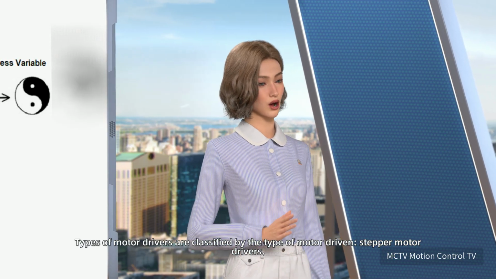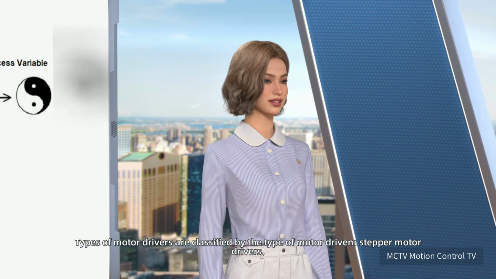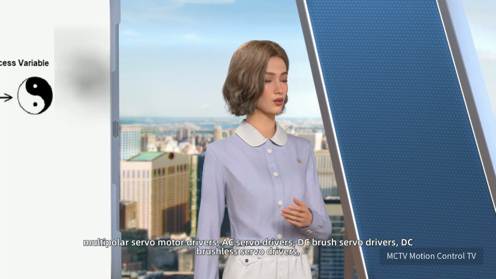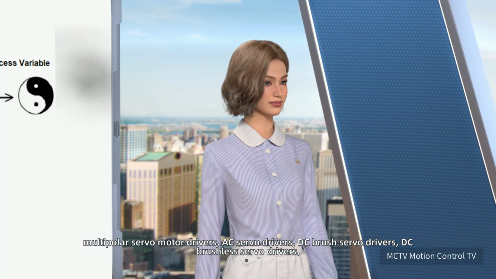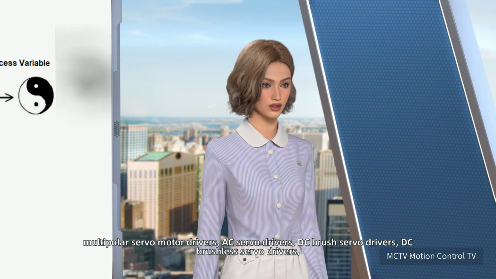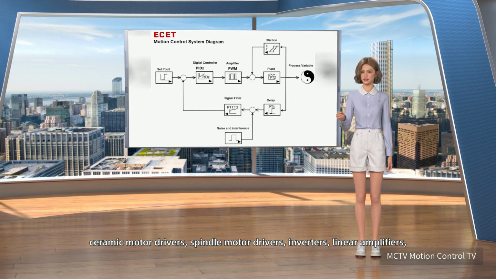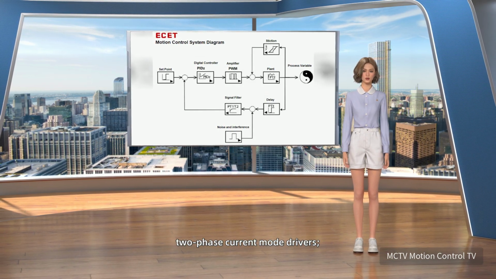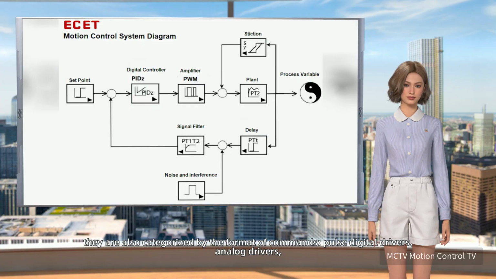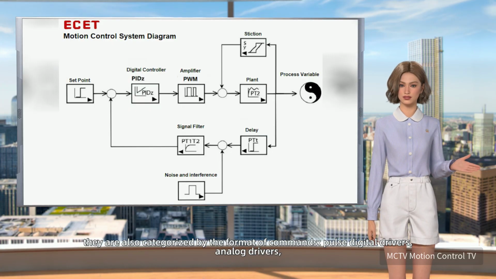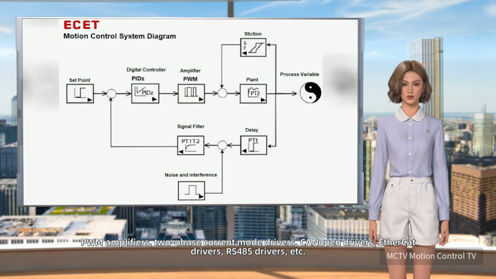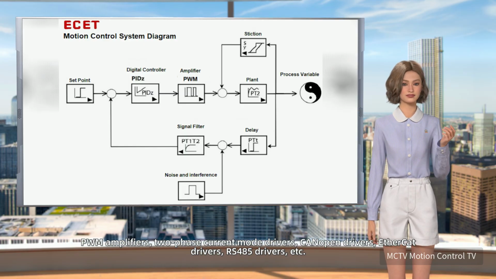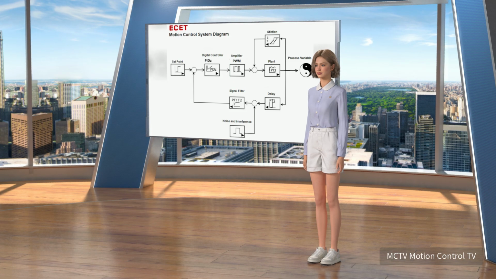Types of motor drivers are classified by the type of motor driven: stepper motor drivers, multipolar servo motor drivers, AC servo drivers, DC brush servo drivers, DC brushless servo drivers, ceramic motor drivers, spindle motor drivers, inverters, linear amplifiers, two-phase current mode drivers. They are also categorized by the format of commands: pulse digital drivers, analog drivers, PWM amplifiers, two-phase current mode drivers, CAN-Open drivers, EtherCAT drivers, RS-485 drivers, etc.